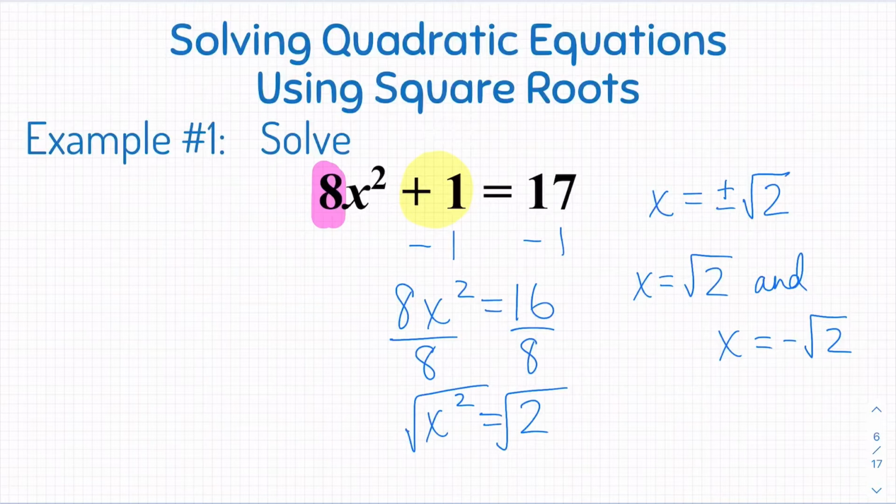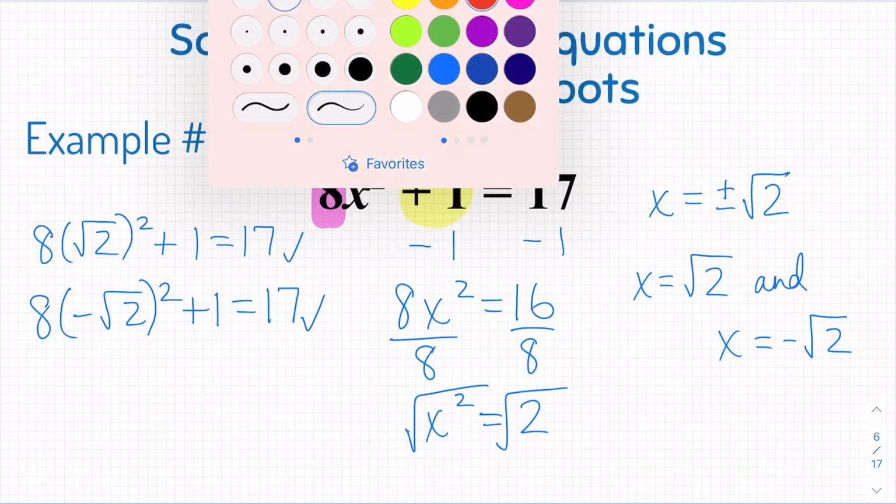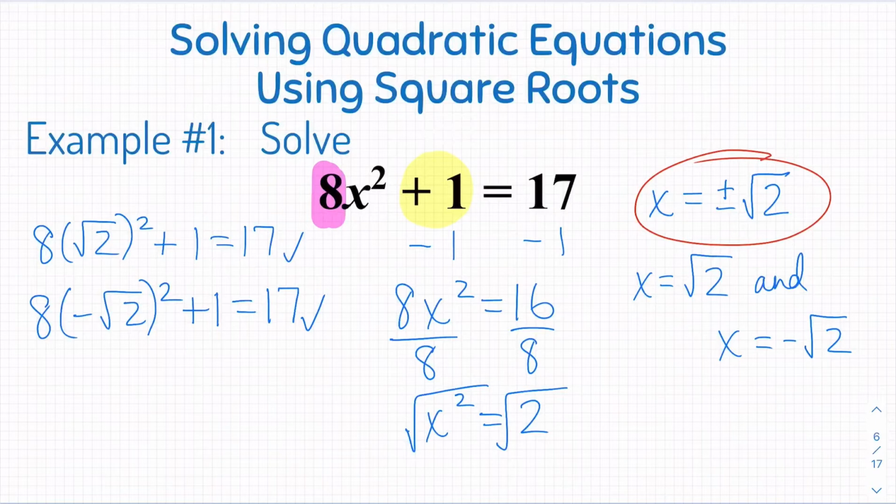The reason it's important to keep that negative in there is because if you don't, you've lost the solution. But also from a logical standpoint, whether I plug in radical 2 for x or I plug in negative radical 2 for x, either way, I get 17. Because that value, the radical 2 and the negative radical 2, are being squared, they both become positive. So your final answer is x equals plus or minus radical 2. Next problem.